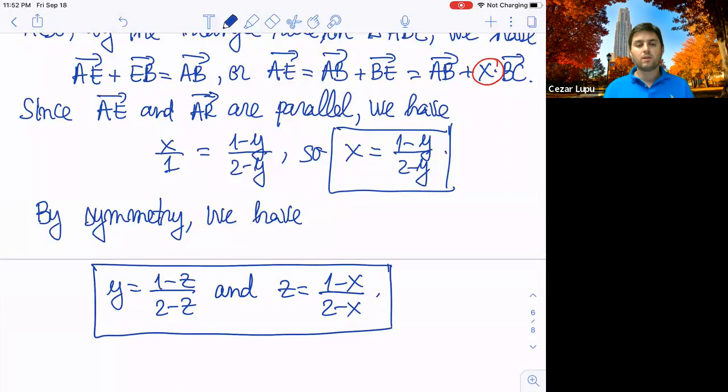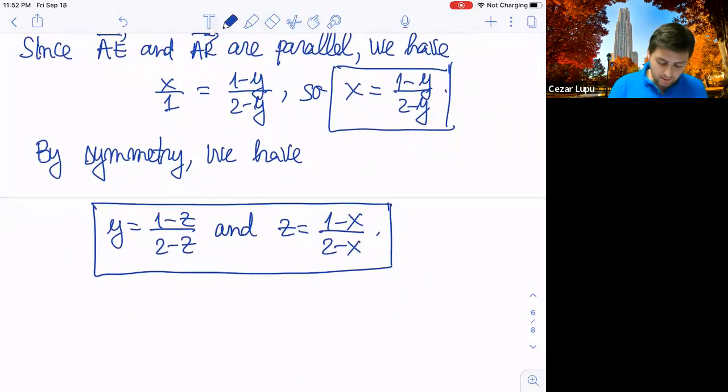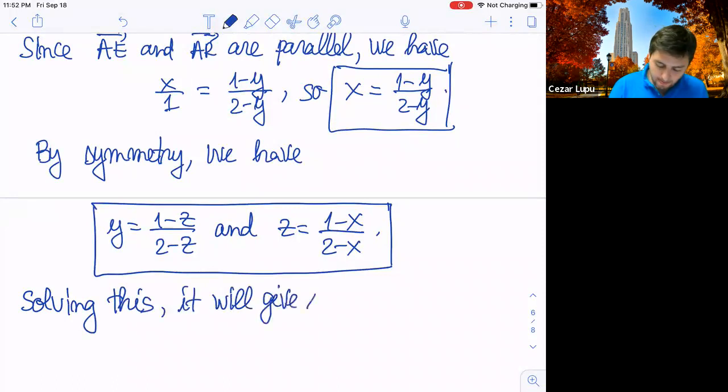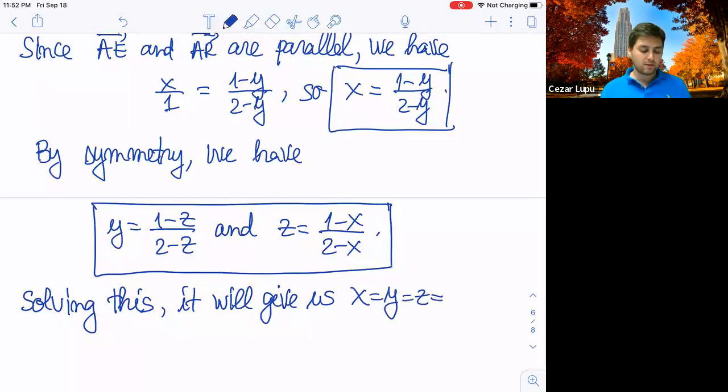I'll leave it to you, but solving this system of equations will give us that x is equal to y is equal to z, and it will give us something like 3 minus root 5, everything over 2, according to my computer.